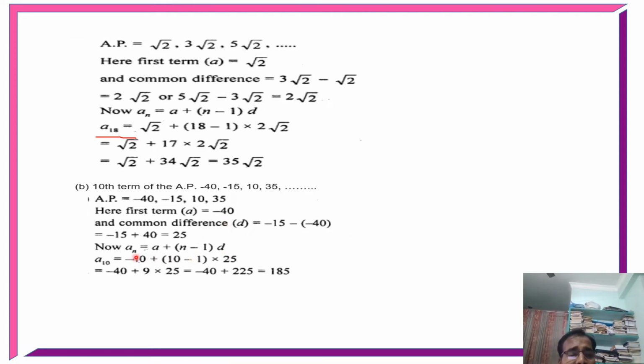Substitute in the formula an equals a plus n minus 1 into d. We have minus 40 plus 10 minus 1 into 25. If we multiply and simplify, we get minus 40 plus 9 into 25. 25 nines are 225. 225 minus 40 is 185. In a similar manner, we can find any term of a given AP by using the nth term formula. Let us go to the next slide, students.